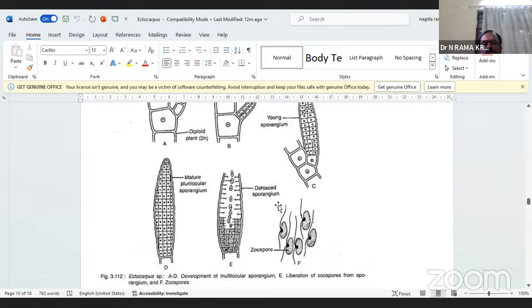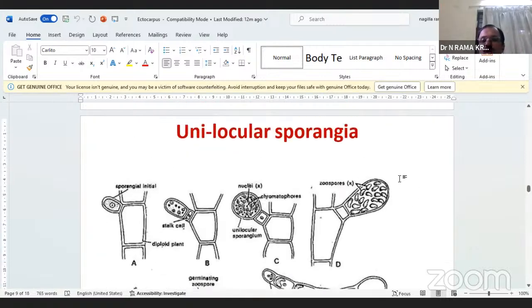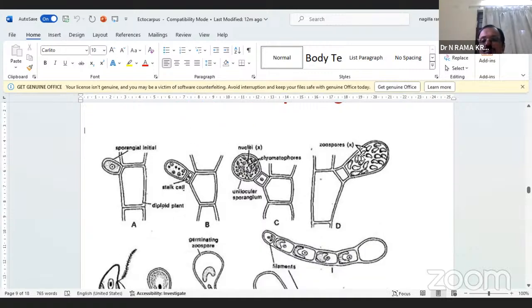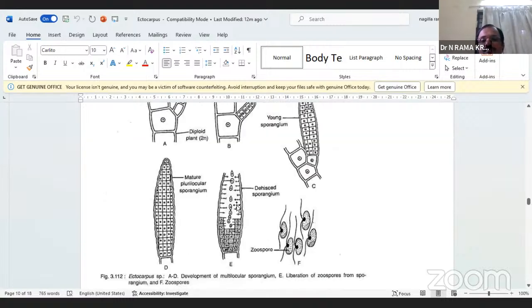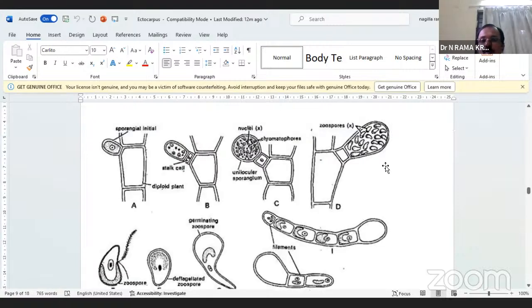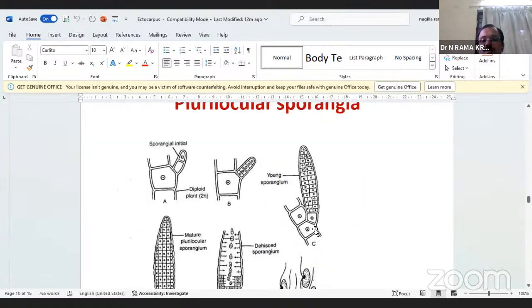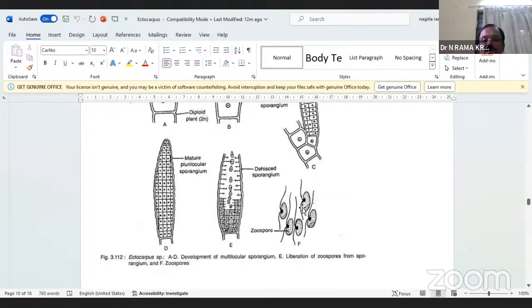After the development, what is the difference? Uni means only one; there are no particular branches. Here there are many branches, and each branch contains zoospores. Here also there are zoospores, but in the unilocular one they are in a single structure, whereas here each spore is contained in its own structure. After development, the spores come outside through this area. This is the asexual reproduction system.